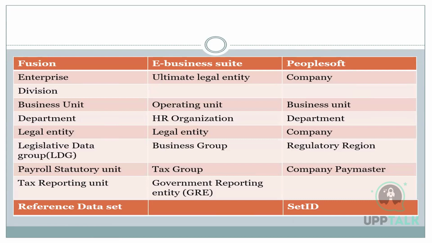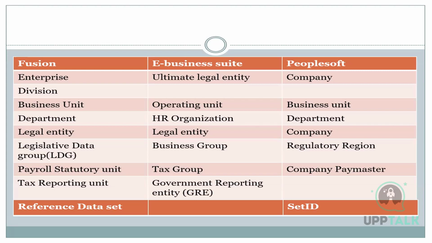We have the enterprise, which is the highest level in Fusion. Then we have the E-Business ultimate legal entity. Then in PeopleSoft, we have company, divisions, business unit, department, legal entity, legislative data group, payroll statutory unit, tax reporting unit. So what do we have? Business unit, operating unit. In Fusion, we have business unit. The same business unit is called an operating unit in E-Business Suite. In PeopleSoft, it's called business unit.